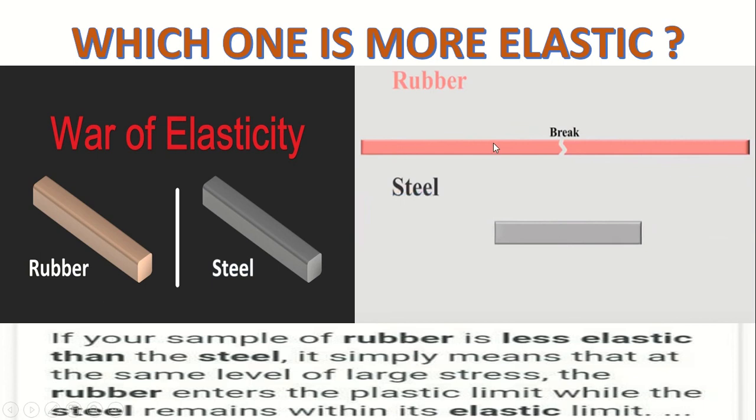Look here, that means when the rubber is stressed within the elastic limit, it will show elastic behavior. That means the more the applied force, the more deformation will occur there. But after the elastic limit, if the rubber is stressed more, then it will be torn off.